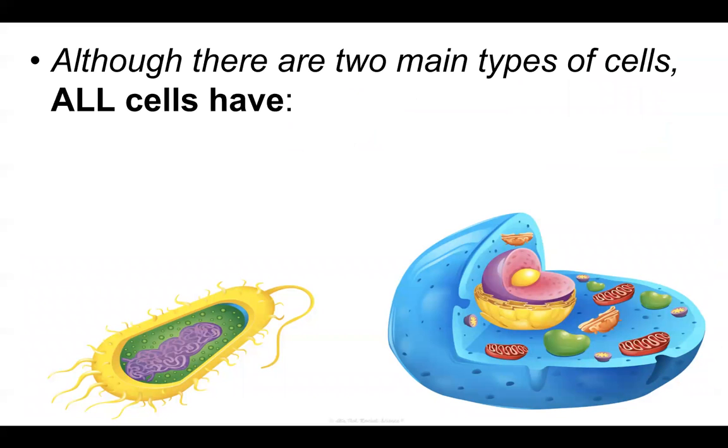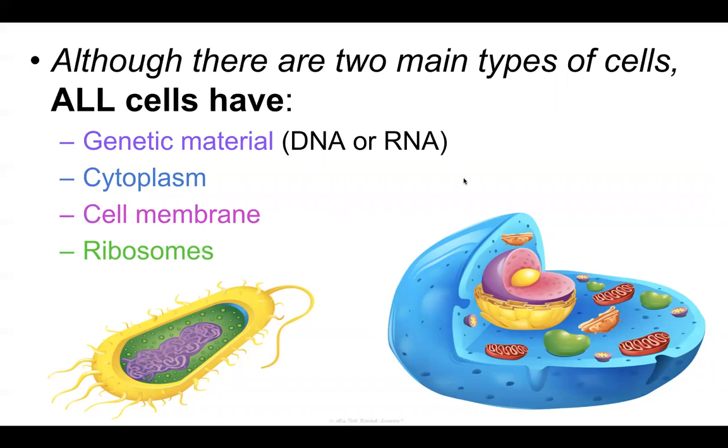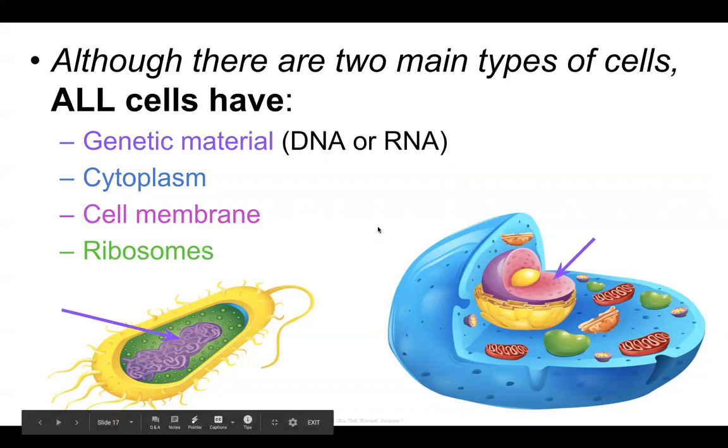Although there are two main kinds of cells, every kind of cell has genetic material, DNA or RNA, cytoplasm, which is a jelly-like liquid that everything floats in, a cell membrane, and ribosomes. So the genetic material is inside the nucleus for eukaryotic cells, but just kind of writhing in a prokaryotic cell.